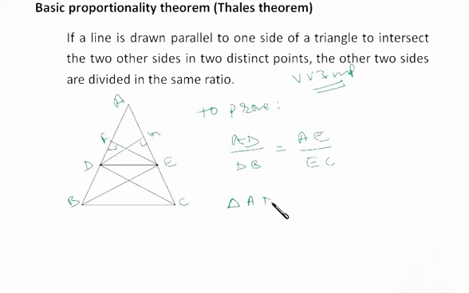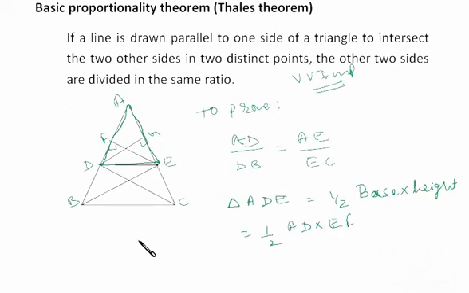Now friends, we calculate the area of triangle ADE. Now what is the area of any triangle? That is half base into altitude. Here, I'm talking about triangle ADE, so AD is base and EF is altitude. So area is half AD into EF.